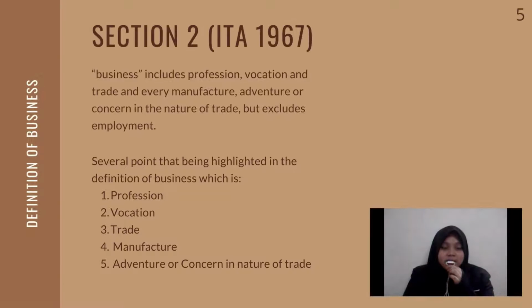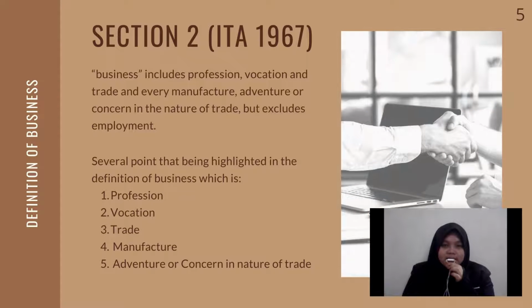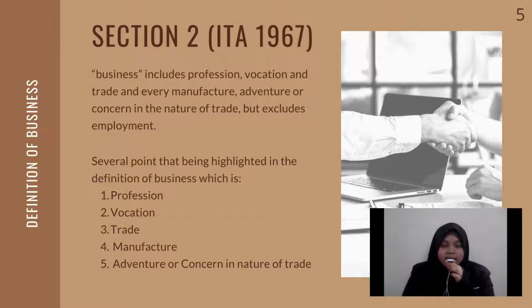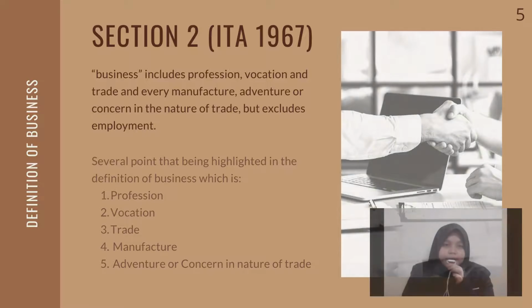Next is about the definition of business. As mentioned in Section 2, Income Tax Act 1967, business includes profession, vocation and trade, and every manufacture, adventure or concern in the nature of trade, but excludes employment. So in short, this statement highlights several points in the definition of business, which are profession, vocation, trade, manufacture and adventure or concern in the nature of trade. We'll be presenting about each point.